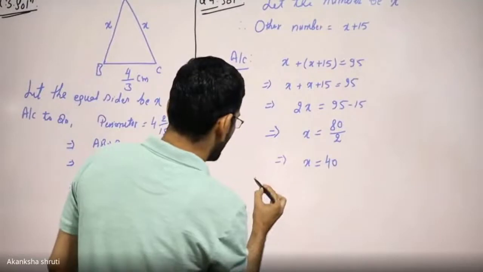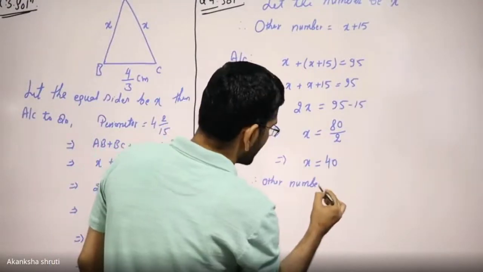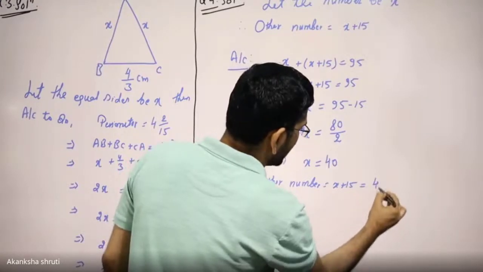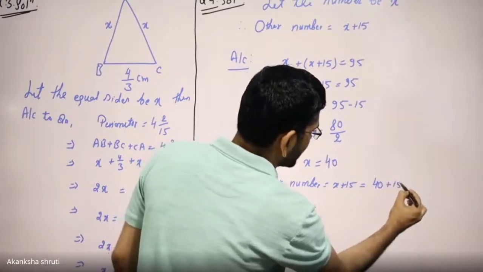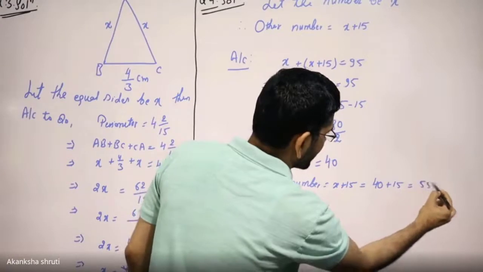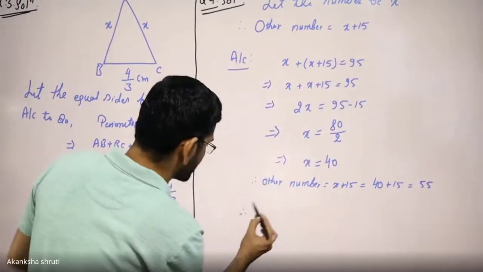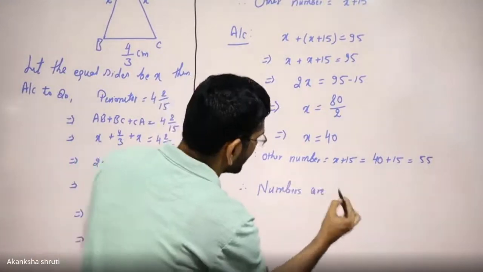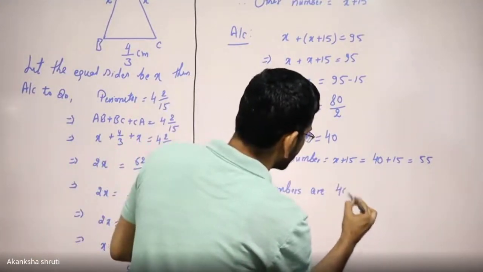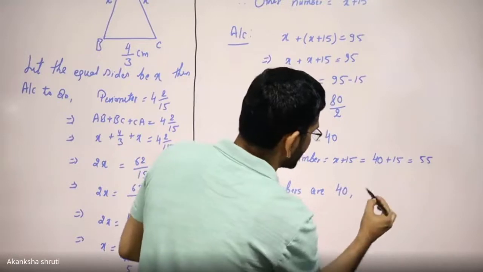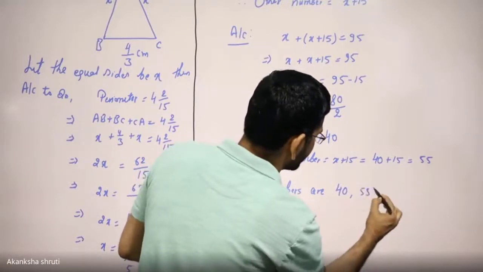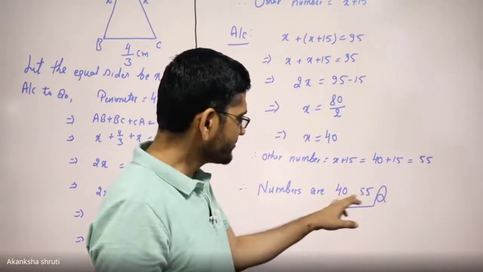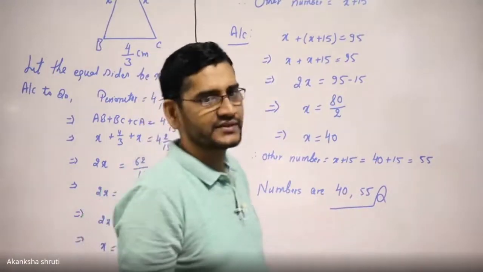So therefore, the other number is x plus 15. So it is 40 plus 15. It is our 55. Therefore, you have to write the complete answer. The numbers are, one is x, 40, and the other is x plus 15, which is 55. This is the answer. Here, adding 40 and 55, we are getting 95. So our answer is correct.